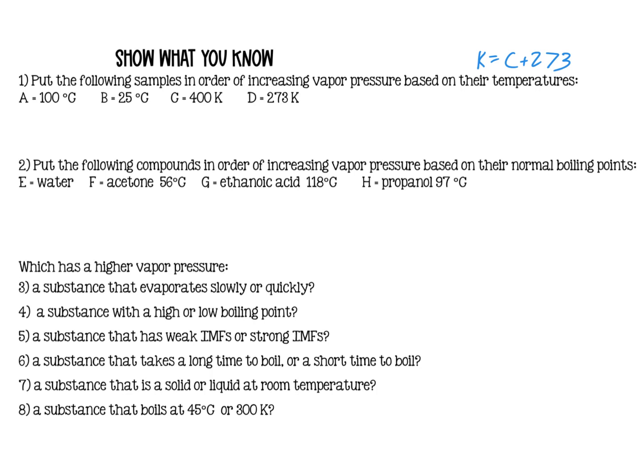So 100 degrees Celsius becomes 373 Kelvin. 25 degrees Celsius becomes 298 Kelvin. Meanwhile, 400 Kelvin and 273 Kelvin are already where we need them to be. So we put all of these in order from least to greatest, and we get D, B, A, C.